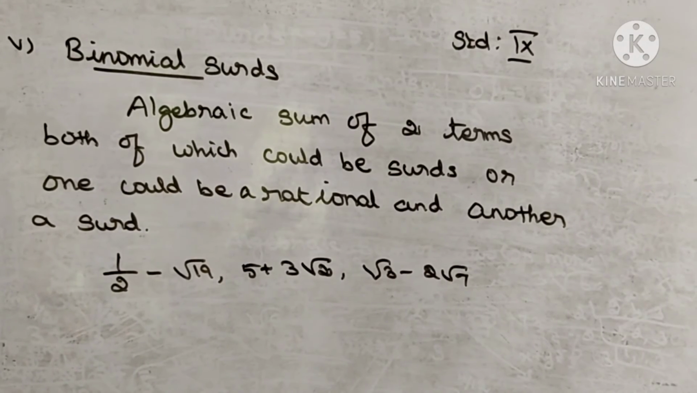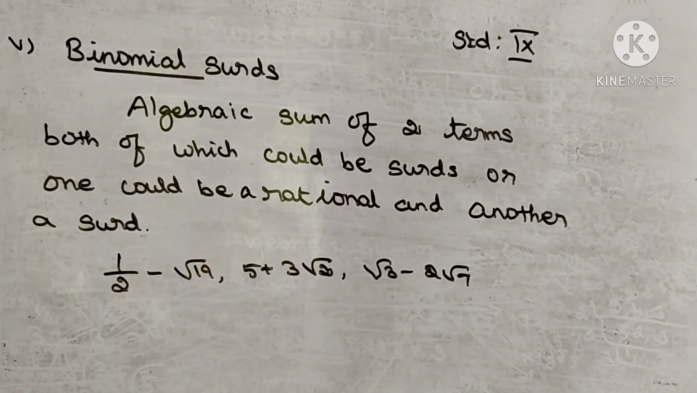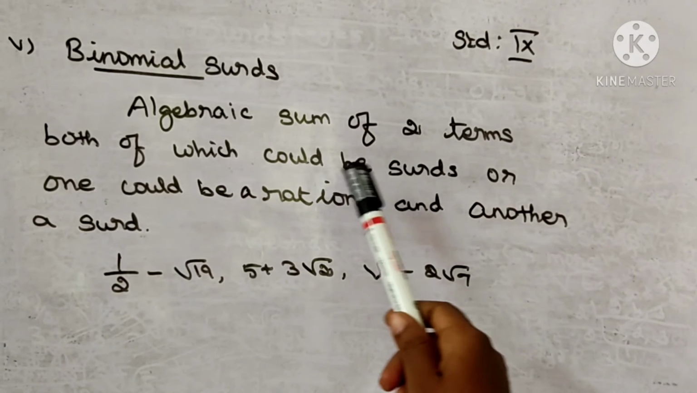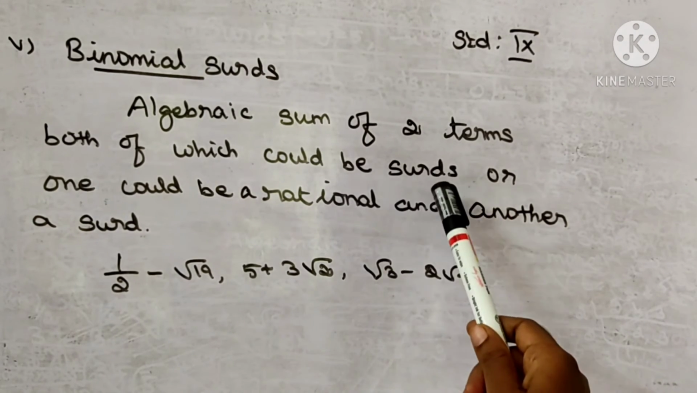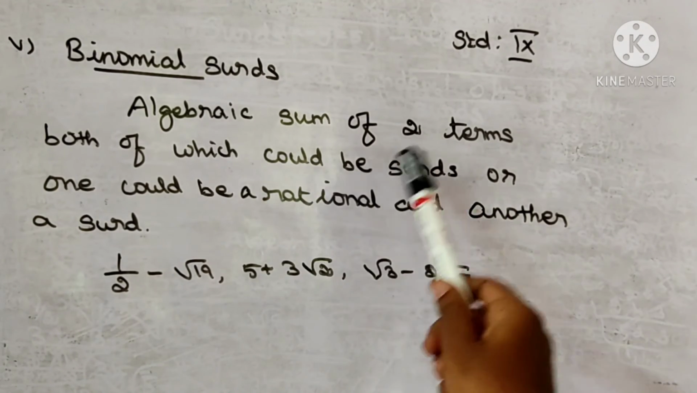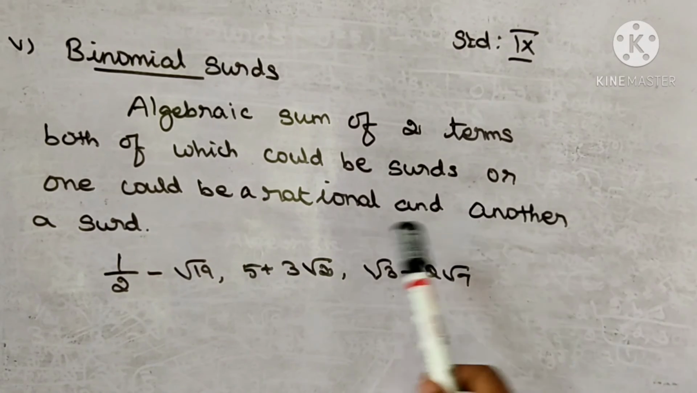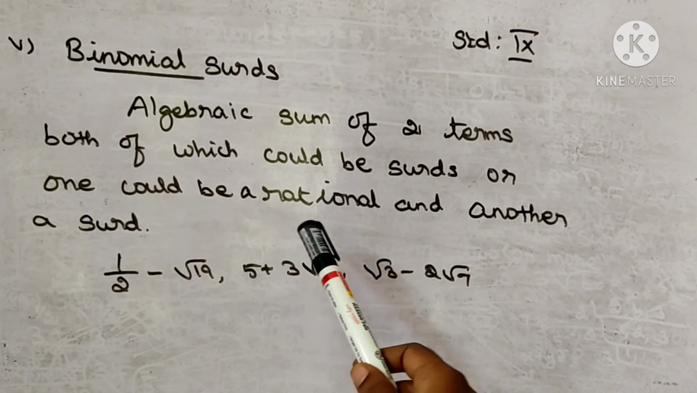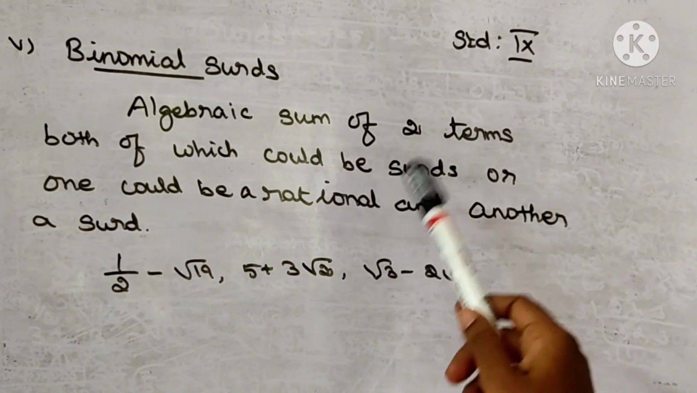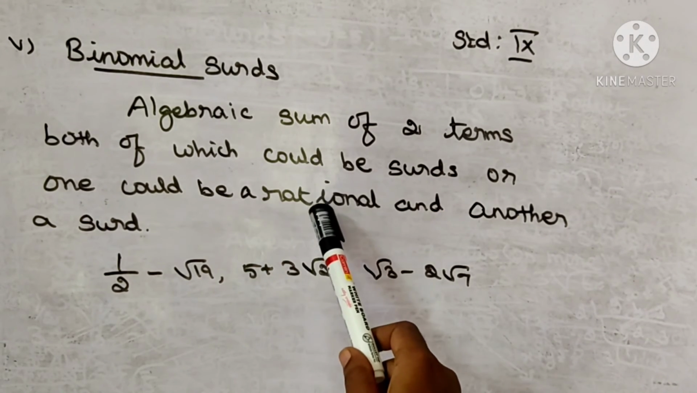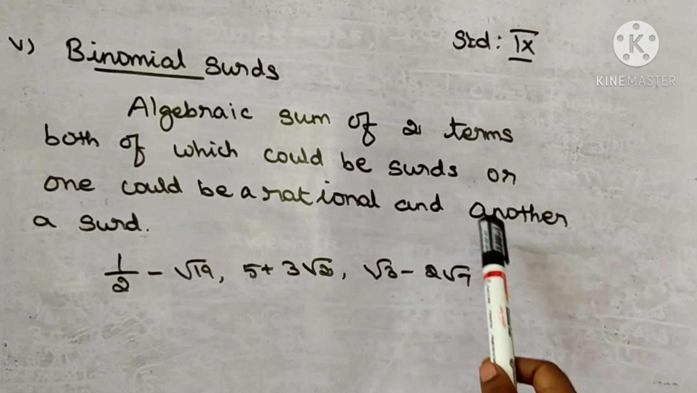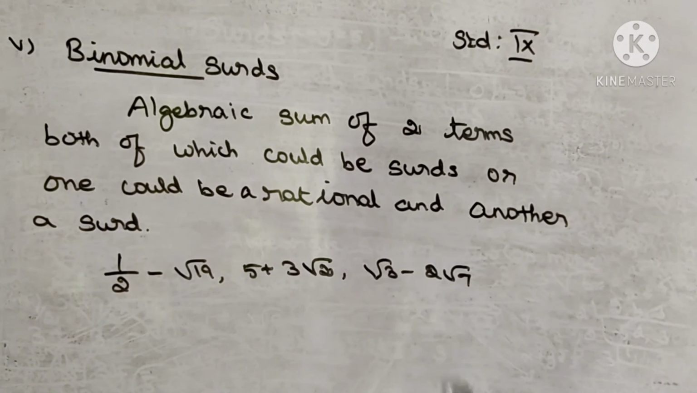The next type is binomial surds. A binomial surd is an algebraic sum of two terms, both of which could be surds, or one could be a rational number and the other a surd. This is the binomial surd definition.